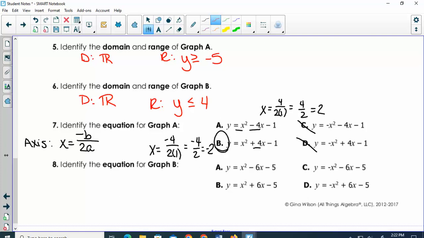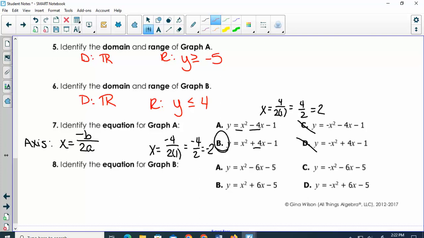On the EOC, let's say they asked you this question. It was a multiple choice like that. How else could you narrow it down? What could you do? Can you graph all 4 of these on your graphing calculator and see which one matches? Absolutely. Use your resources, okay?